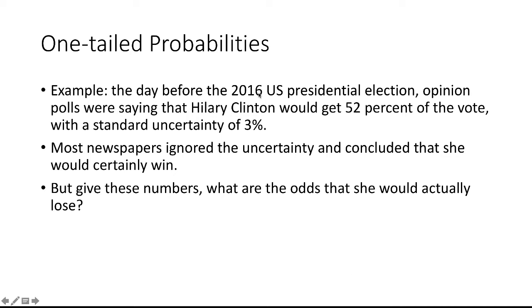The day before the 2016 US presidential elections, opinion polls were saying that Hillary Clinton would get 52% of the vote, with a standard uncertainty, which is usual for opinion polls, of about 3%. Now, most newspapers therefore concluded that Hillary was going to win the election. But given these numbers, what are the odds that she would actually lose? As we know, indeed she did. The newspapers ignored the uncertainty, as they always do.